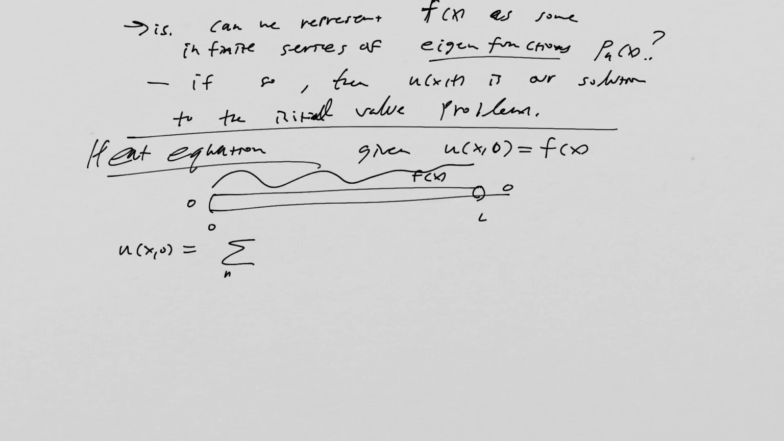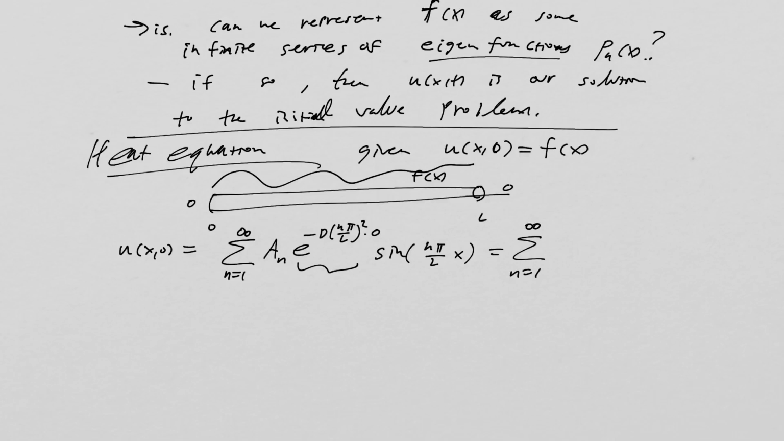And so we found this. We know our general solution can be written as this. N starts at 1 and goes to infinity times an times e to the d times n pi over L quantity squared times 0 times sine of n pi over L x. I can rewrite this in a slightly simpler form because I know this term right there is just 1. So what we have here is a Fourier sine series.